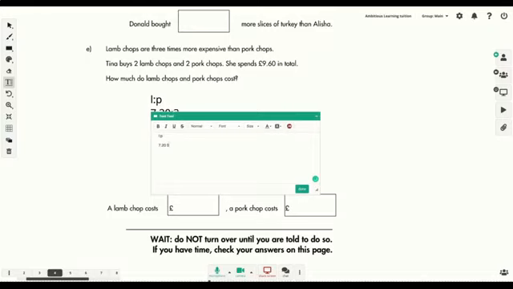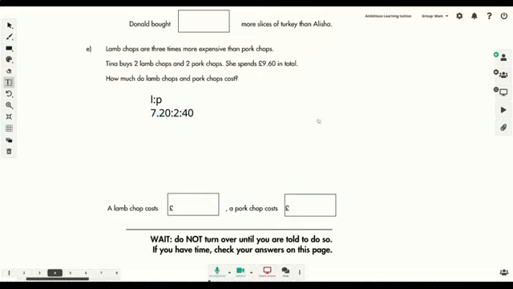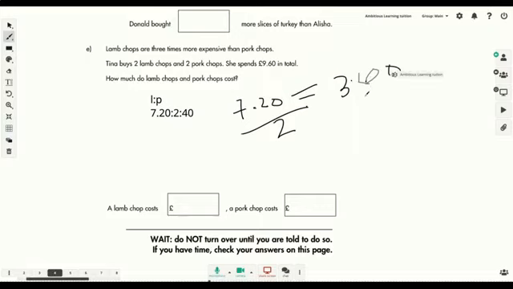And £2.40. If you look at this, after that you just need to divide £7.20 divided by 2. Again, don't think about the decimal right now. If you get confused, try dividing 720 by 2, and then your answer would be £3.60. So £3.60 is the cost for lamb.